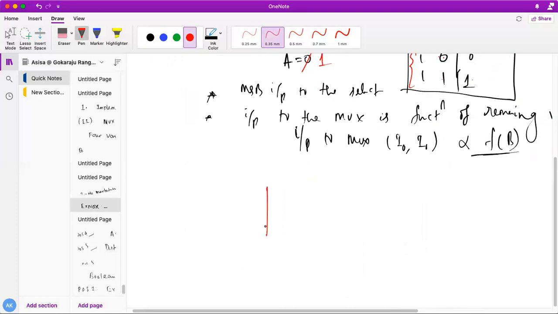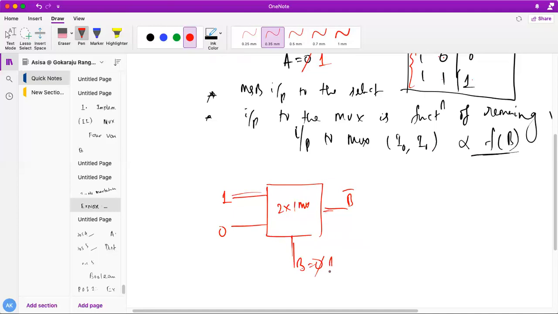I have already told you how to design it. Very simple. This is my 2x1 mux. This is my B. I would be expecting B bar here, meaning if it is 0, this is 1, this is 0. Okay, all of you understand? If it is B, if it is 0, 1 will go here. If it is 1, 0 will go here. Finally, I am getting B bar here.